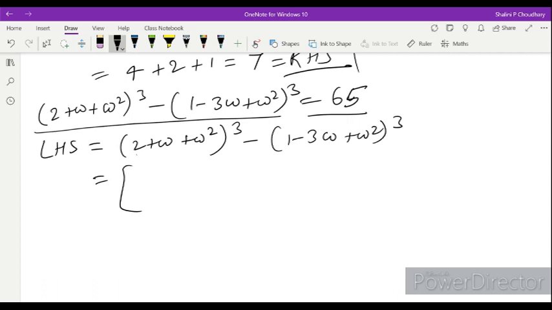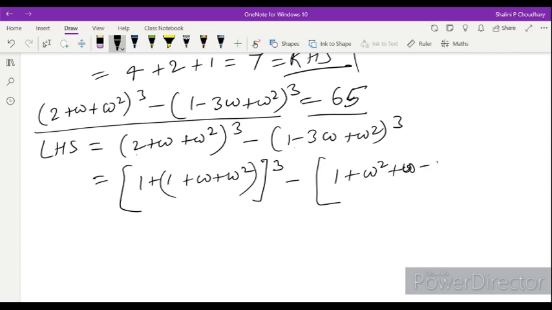Okay, so this one, can we write like this? This is 2, so can we write 1 plus (1 plus omega square)? We can write like this, and this value will be equal to 0. Okay, now 1 minus 3 omega, so can we write (1 plus omega square plus omega minus omega), and this minus 3 omega we have written here, cube. So here we have written omega square, and omega minus omega, we have added omega and subtracted omega, so there will be no change, and minus 3 omega is here.